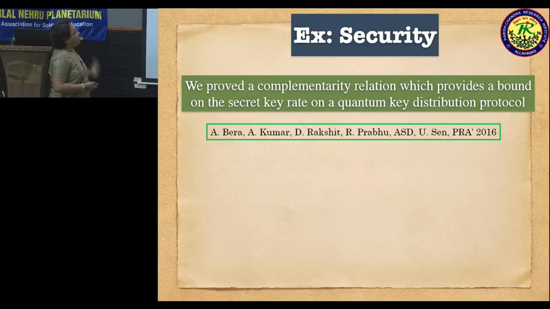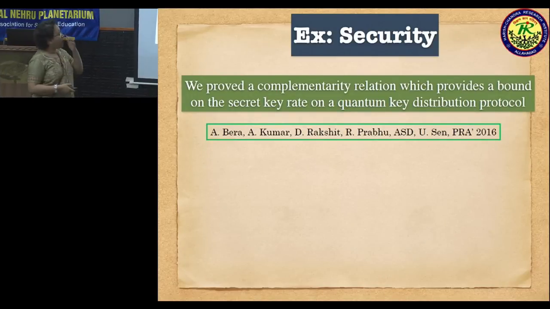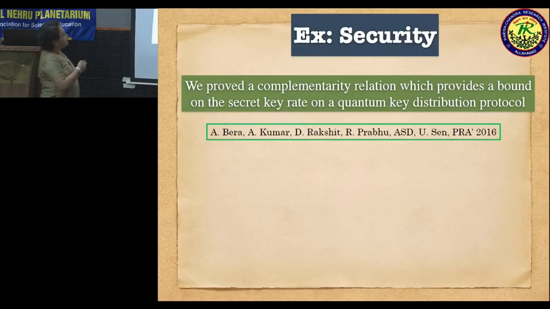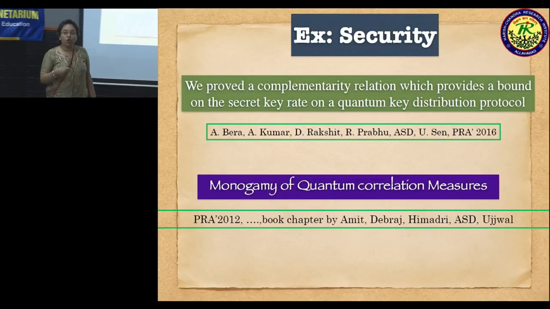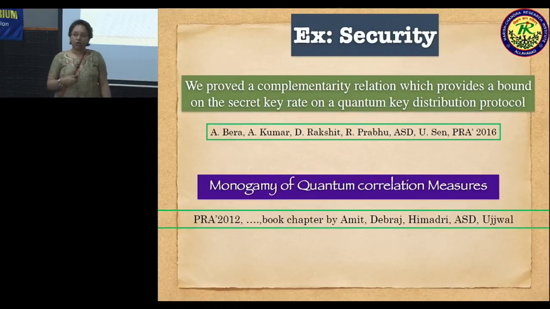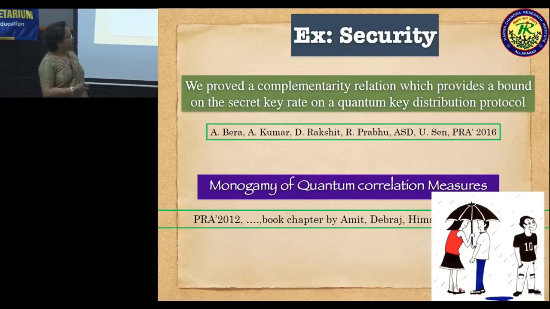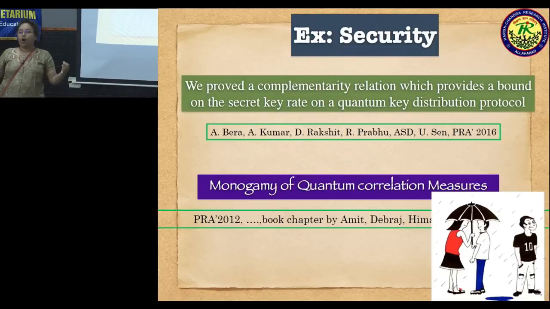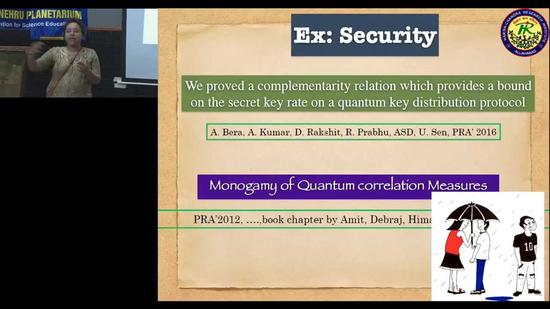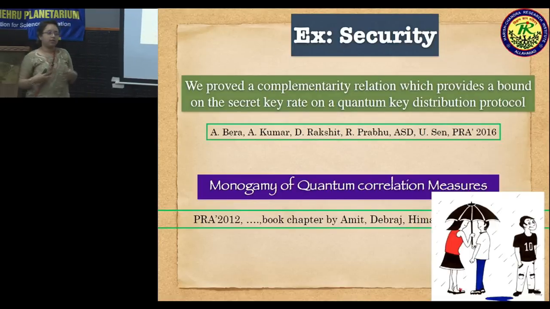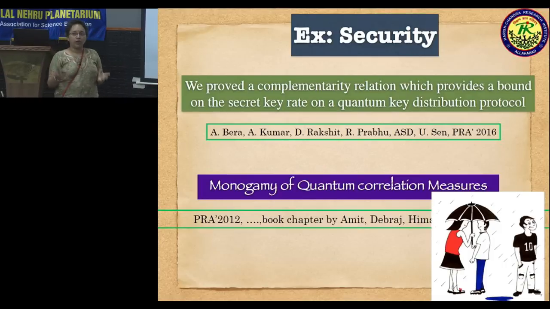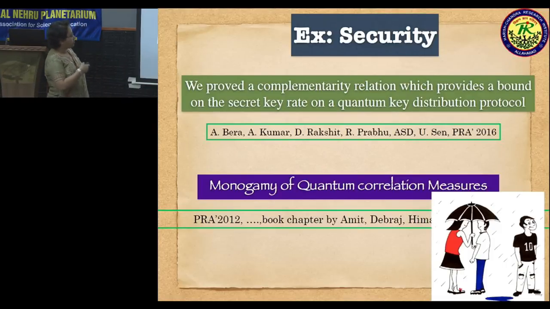Okay, this is some work we have also done, where we also recently provide a bound on the secret key rate. And there is a concept called monogamy of quantum entanglement, or quantum correlation, which tells that if Alice and Bob are highly entangled, then the eavesdropper cannot gather any information from Alice and Bob. This is entanglement-based quantum cryptography, which was introduced by Artur Ekert, and we have done some work and also a book chapter. If you are interested, you can look.